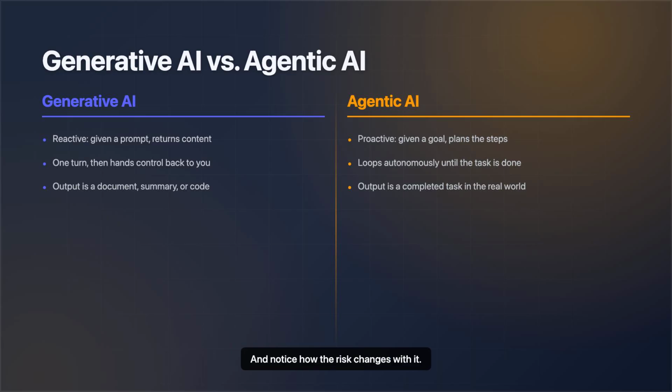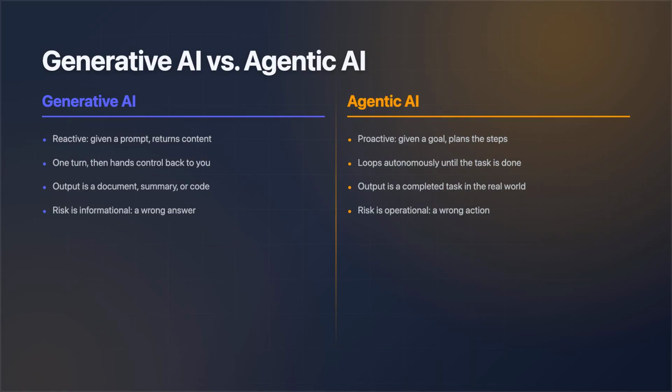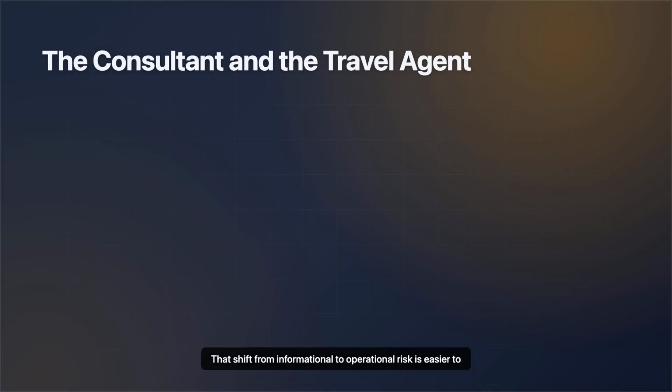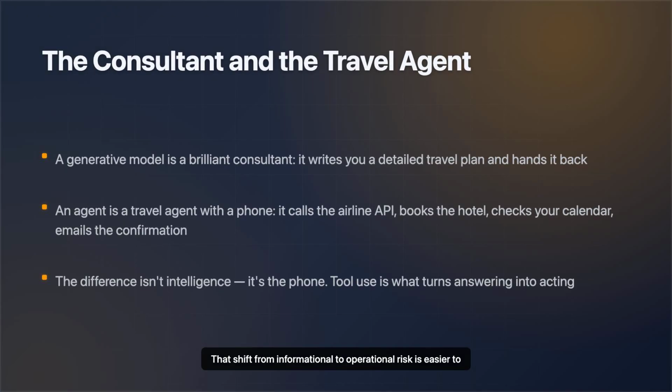And notice how the risk changes with it. Generative AI's risk is informational. A wrong answer you can catch on review. Agentic AI's risk is operational. A wrong action, which may already be done before you see it. That shift from informational to operational risk is easier to feel with a concrete picture.